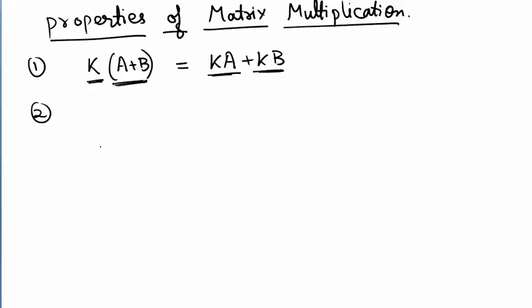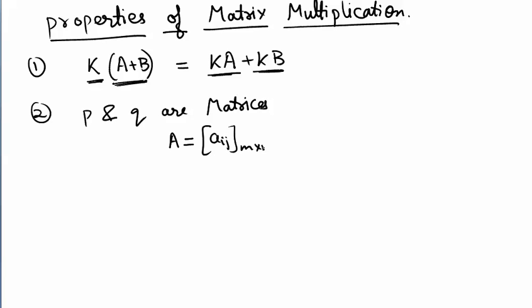The second property says this: if P and Q are two matrices, and let's say matrix A is Aij, which is an M cross N matrix, then (P into Q) into A will be equal to P into (Q into A). So these are very simple rules which you can always talk about, right?